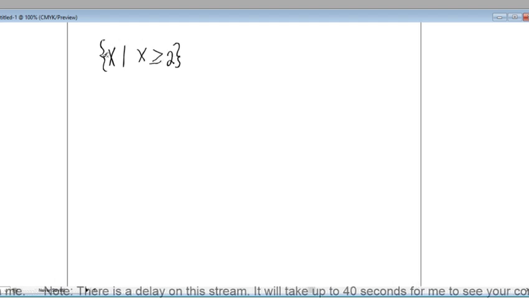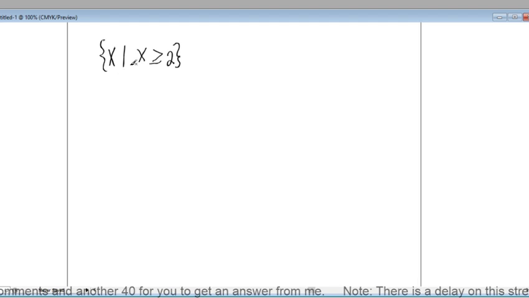So this x right here just tells us what kind of variable we're dealing with. And then this is the actual rule for what our numbers can be, what our solutions can be. So you can cover up this part and this last curly brace and just have x is greater than or equal to 2, and it would make sense.